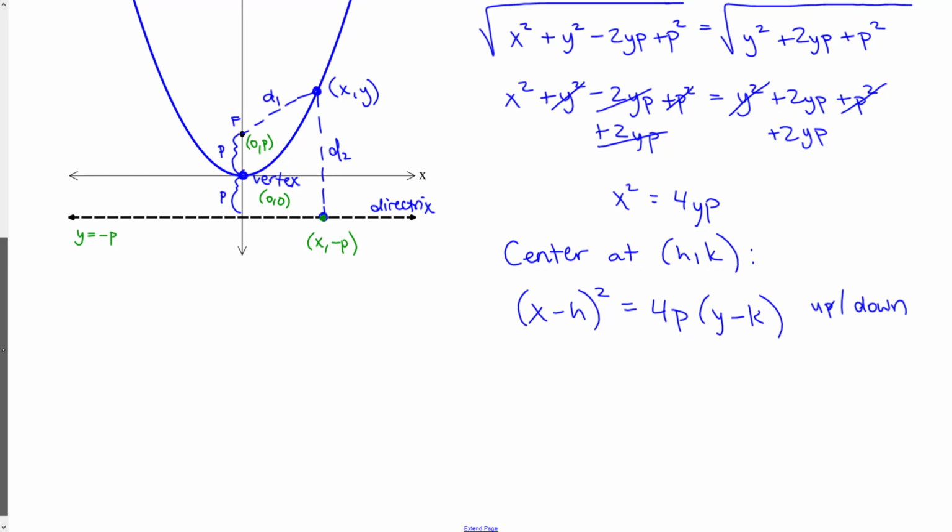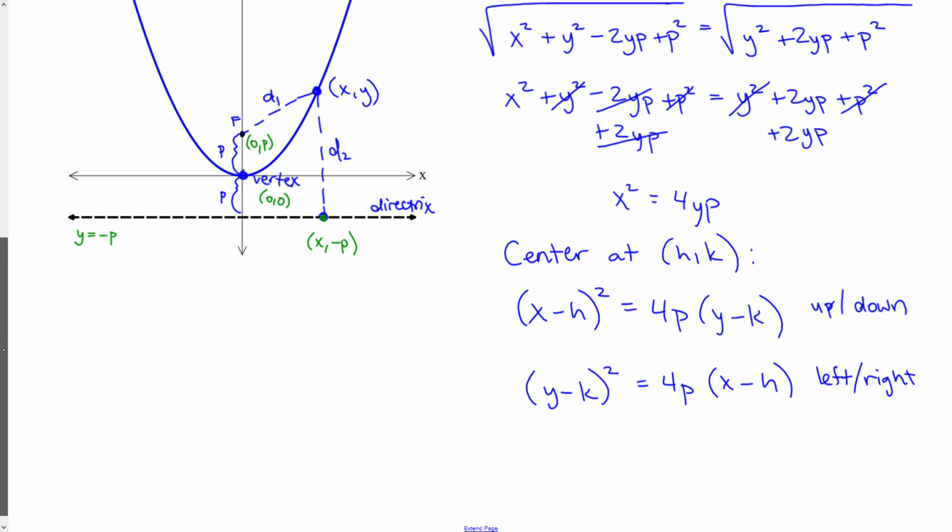If you want it to open left or right, it would be (y minus k) quantity squared equals 4p times (x minus h). And that's perfectly fine. You can have a parabola opening left or right.